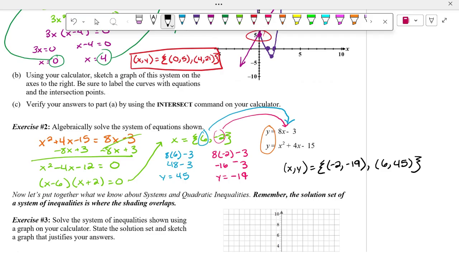Any questions on how you solve a system of equations? Yes. Yeah.